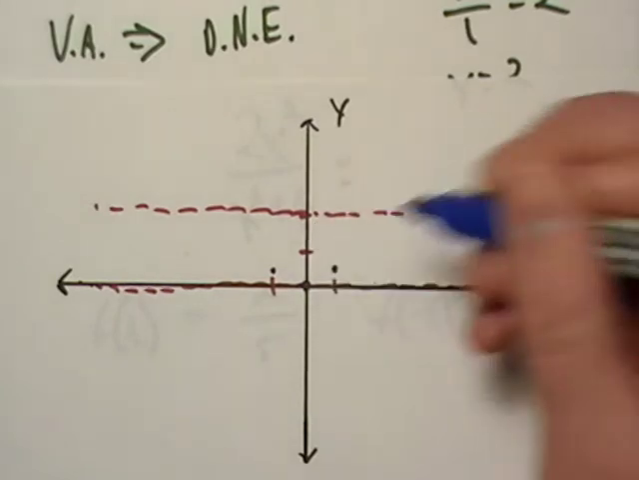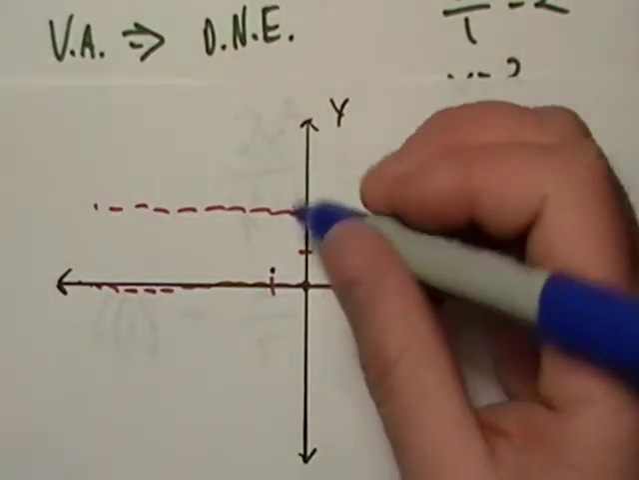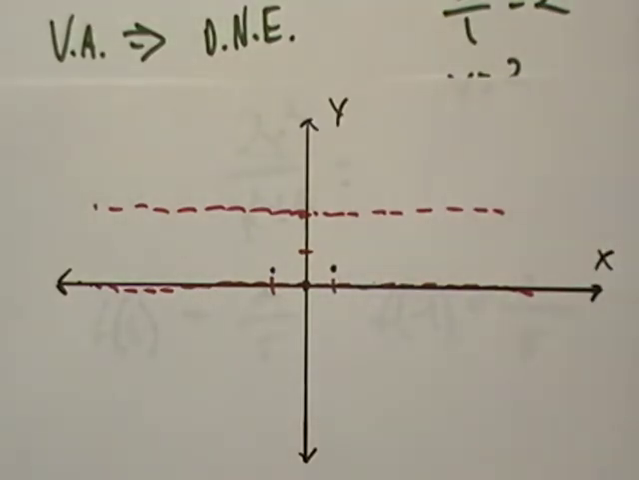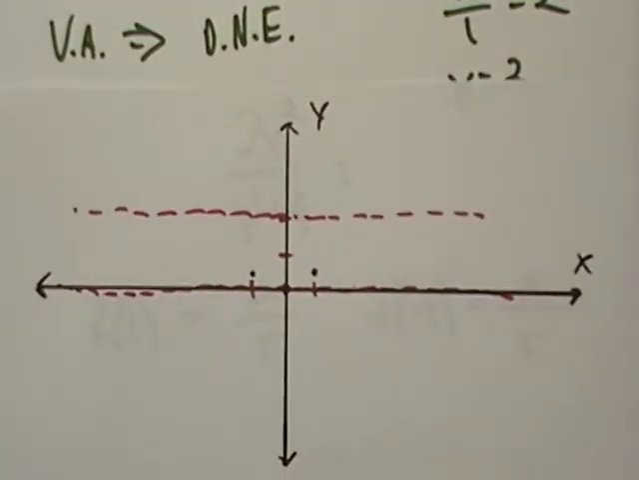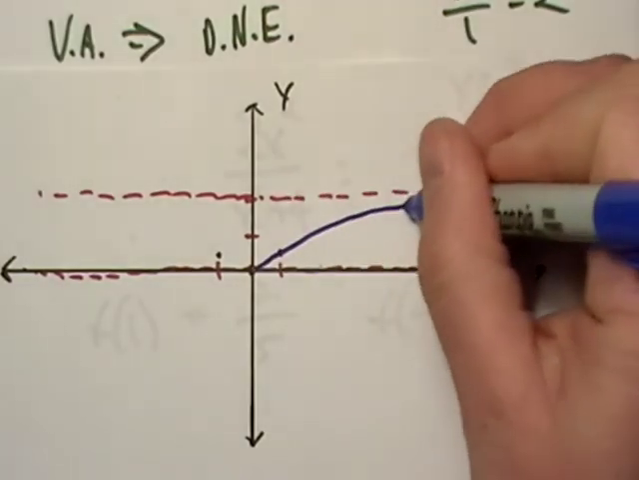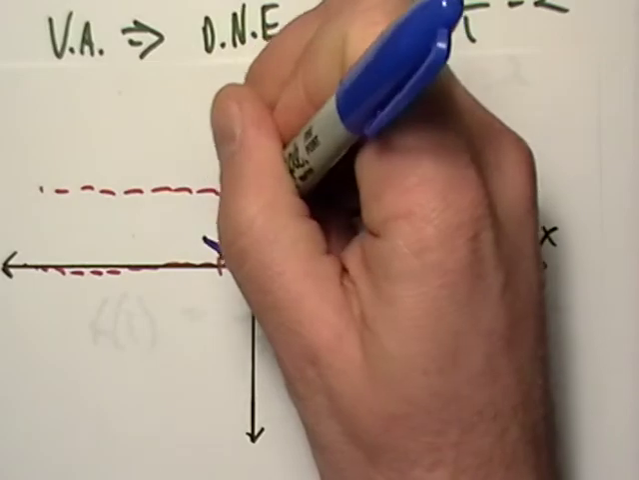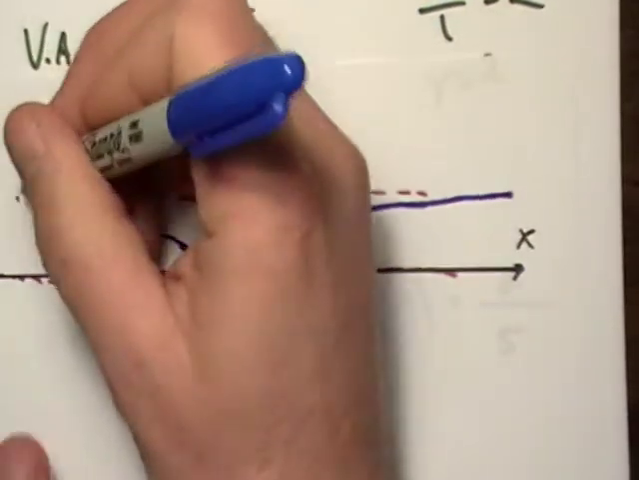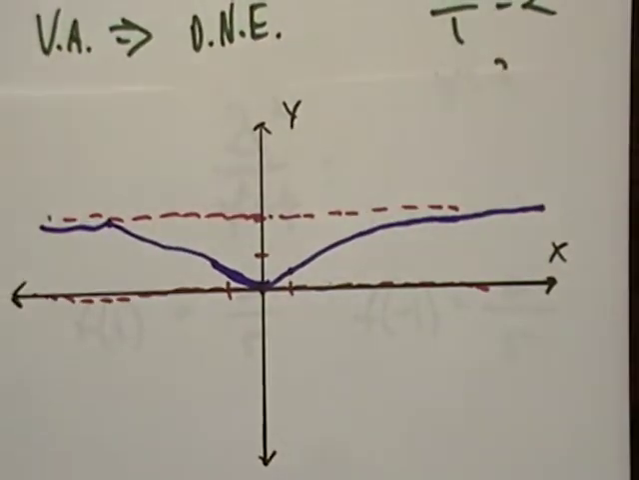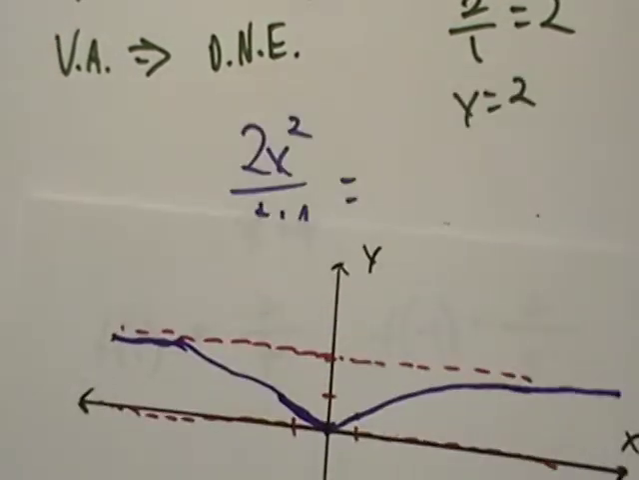And here's our intercept right there. And as x increases, this thing's just going to go out towards infinity, and it's going to approach this asymptote. So the graph's going to look something like that. Ooh, I got it a little messed up right there.